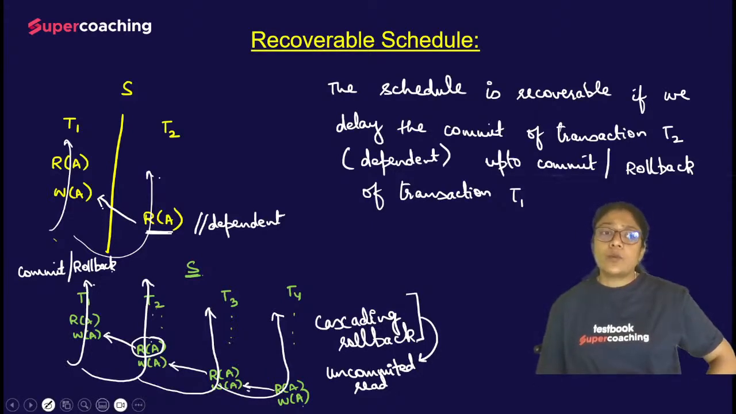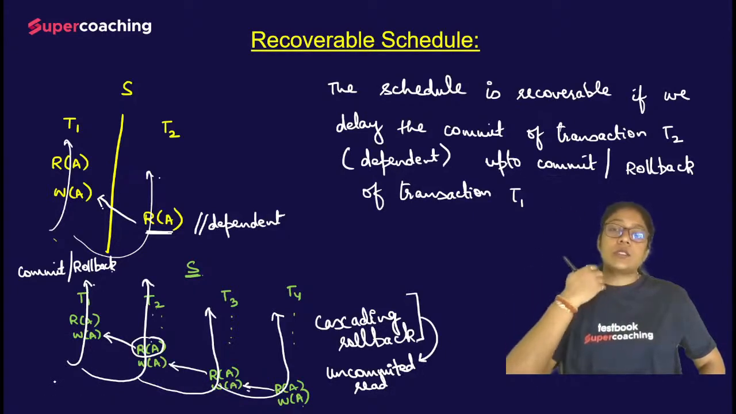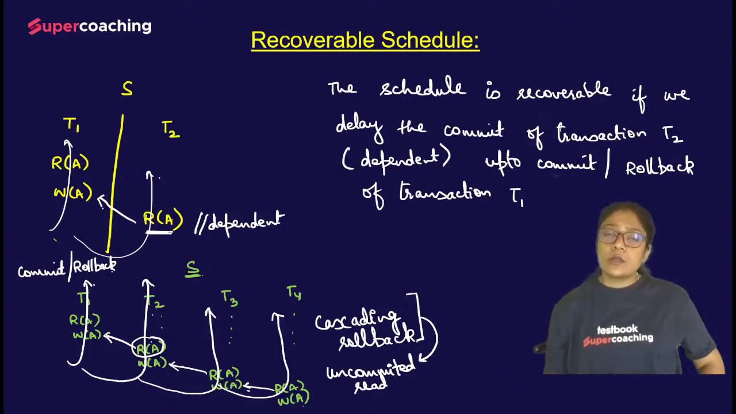Now what are the drawbacks with cascading rollback? Okay, if one transaction rolls back, then all the other dependent transactions will roll back. But what is the drawback? If there is no drawback, then we need not discuss it further.